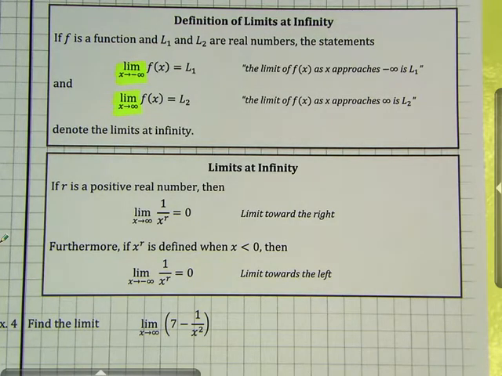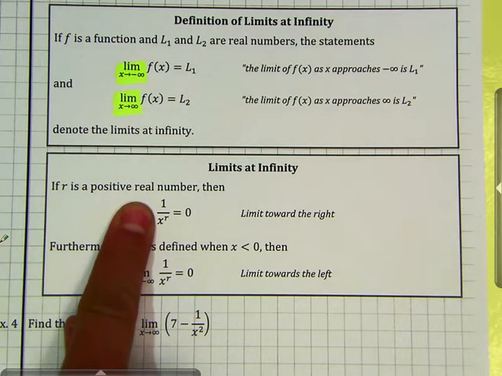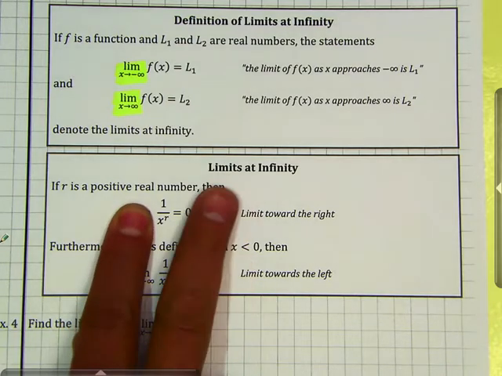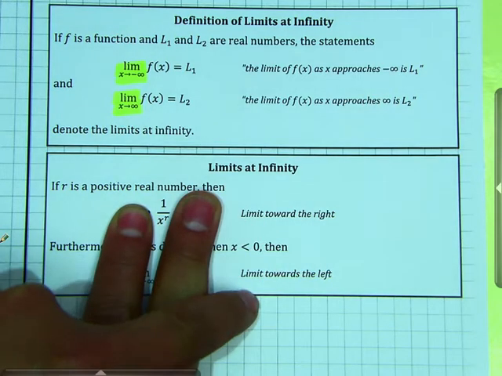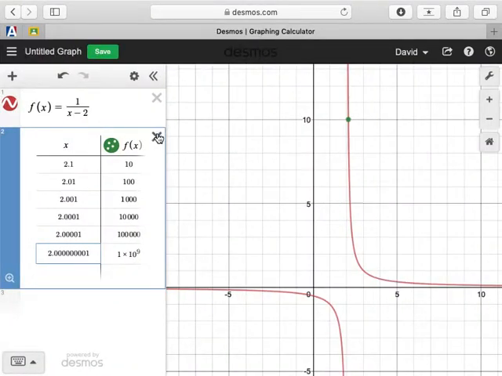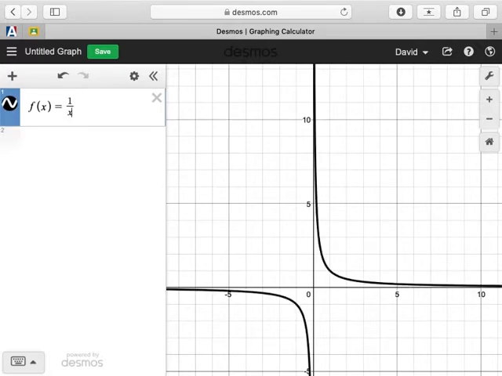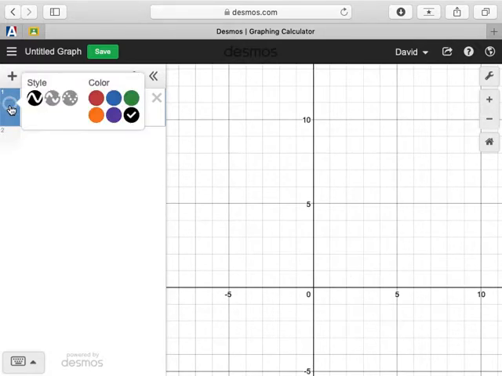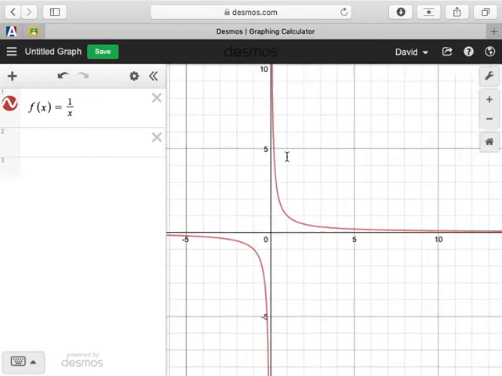Another thing that we need to start talking about is what happens if we find 1 over x, or if we actually graph it, what happens towards the right and what happens towards the left. And the value of r can be any exponent. For our purposes today, let's start with just the basic f of x equals 1 over x. And let me just change the color. We know that that is the graph.